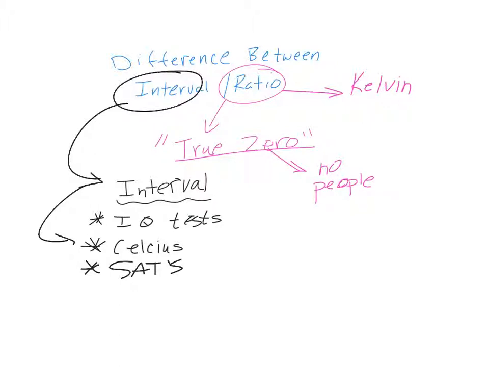That's true. Okay, so the biggest difference is that with ratio data, more often than not, just think, can I have none of this? And more often than not, that will help you to figure out whether it's ratio or interval.